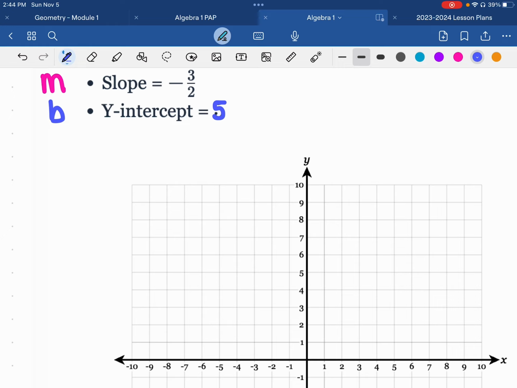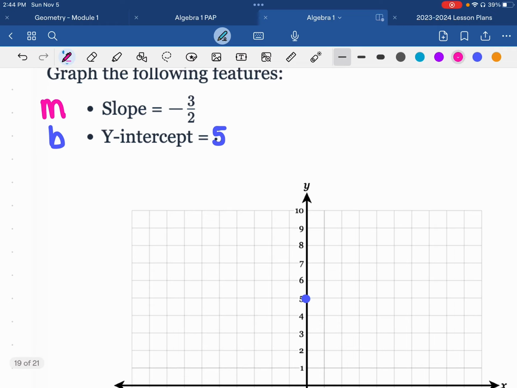Watch your axis on Delta Math, because I took this picture right off of Delta Math. There's y and there's x. So right here on this graph, I want to find the number 5, and place my point. From there, I'm now going to do my movement. The slope is telling me how to move. Since it's negative, I'm going to go down 3 and then 2 to the right. So I'm going to go down 1, 2, 3, and then 1, 2 to the right.